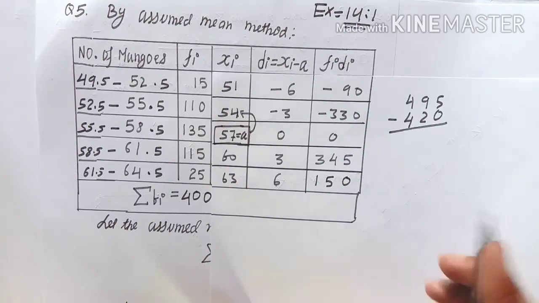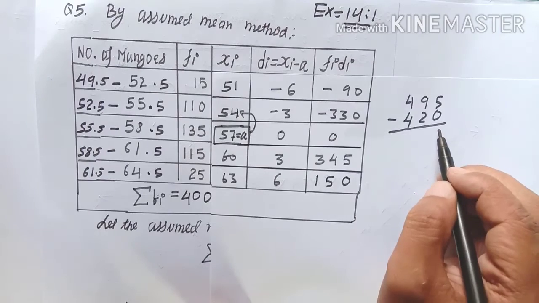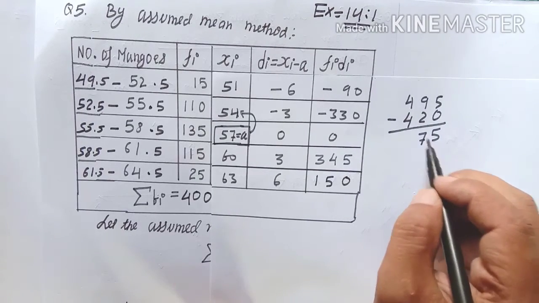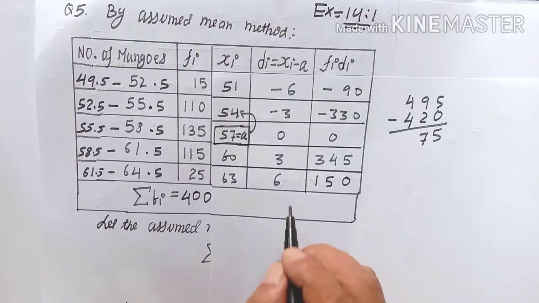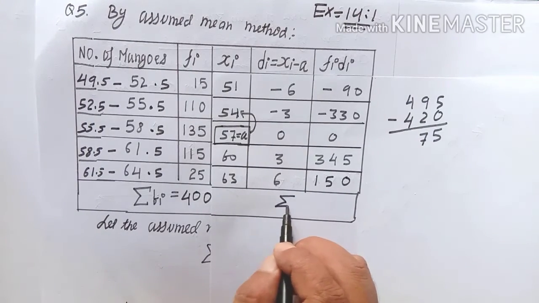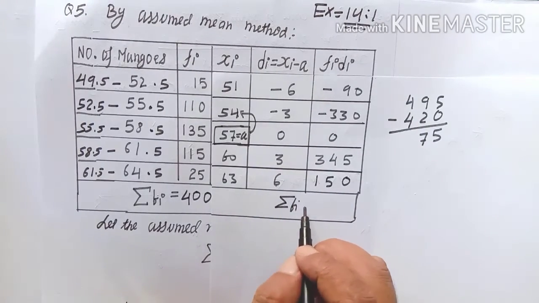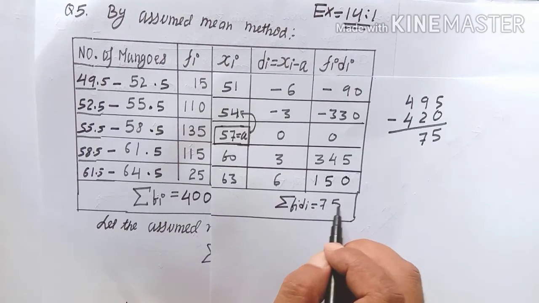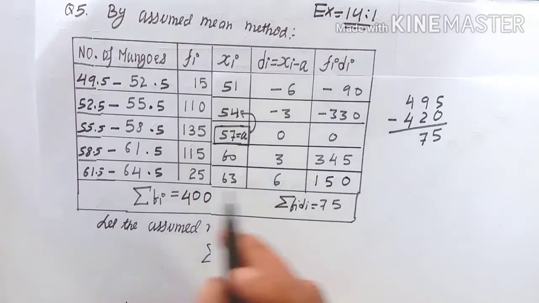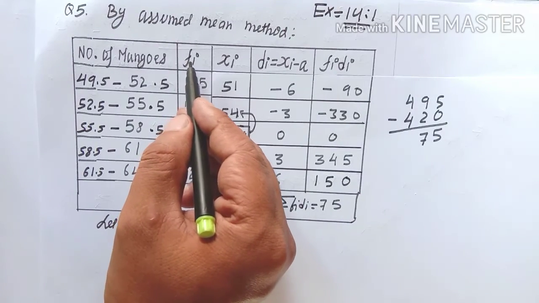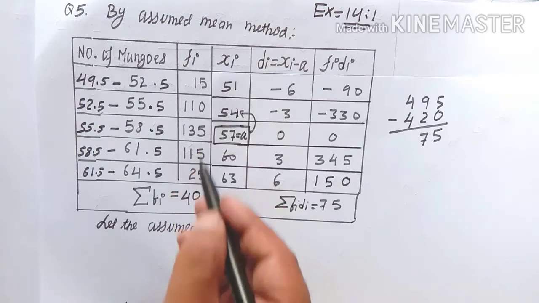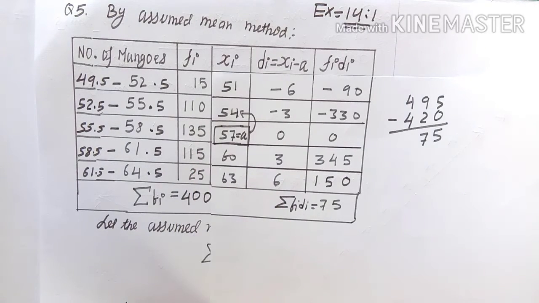Now here 5 minus 0, 5. 9 minus 2, 7. Sign will be positive. That is how here we have sigma fi di equals to 75. And after that here, take the sum of all the fi values, which is equal to, you can take a rough work, you will be getting here 400.